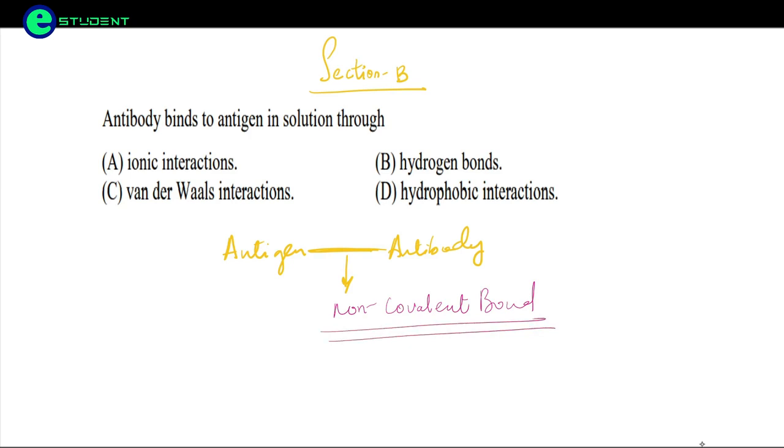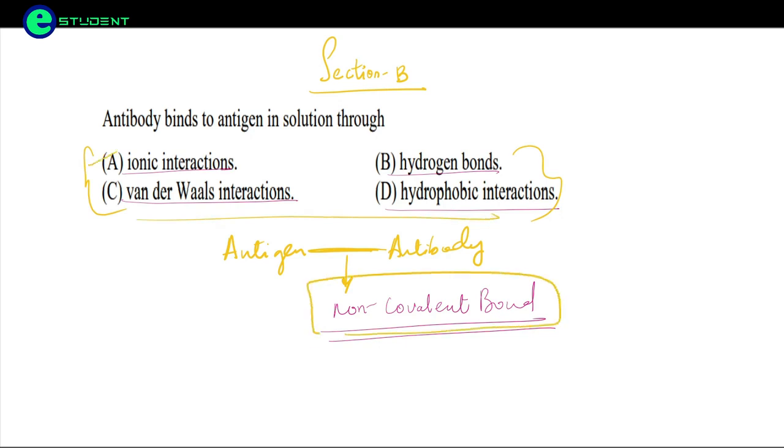So here the options are ionic interaction, hydrogen bonds, van der Waals interaction and hydrophobic interaction. We know all of these A, B, C, D are non-covalent bonds. So here all four options are going to be correct. Section B is a multiple choice question, so more than one answer can be correct. So here A, B, C, D are the correct options. Next question.